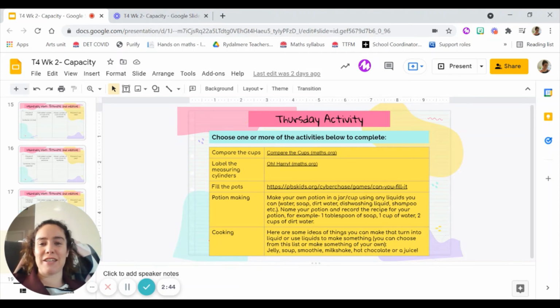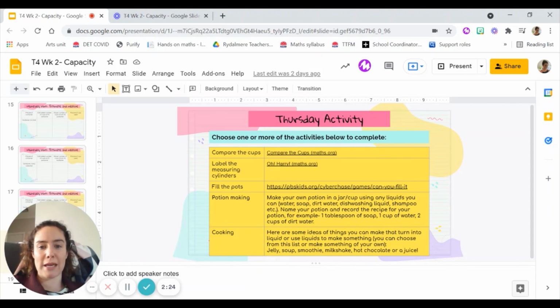And Thursday's activities is choose one or more of the activities below to complete. So we have a few of our Enrichomatics website games here where you can compare the cups, label the measuring cylinders. We have an online game that you can play, and then we have 2 non-internet based activities.